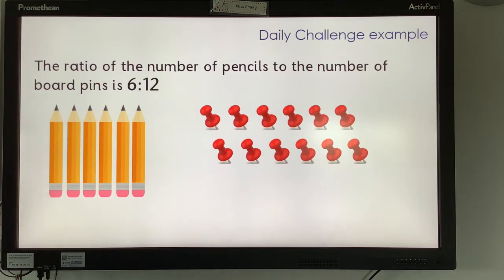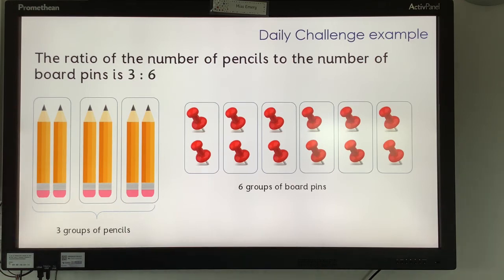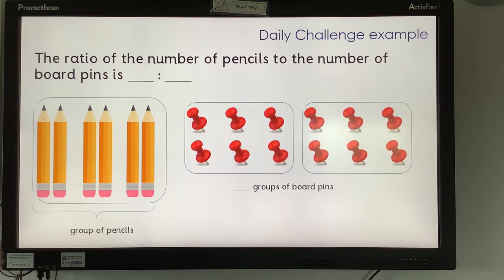So we had 6 to 12. The same number of pencils and the same number of board pins can also be grouped in the ratio 3 to 6. What about now? Look carefully now. The ratio of the number of pencils represented in this diagram to the number of board pins is what?